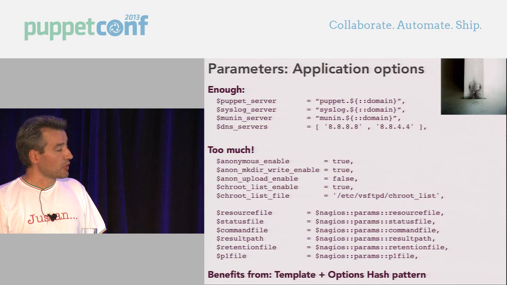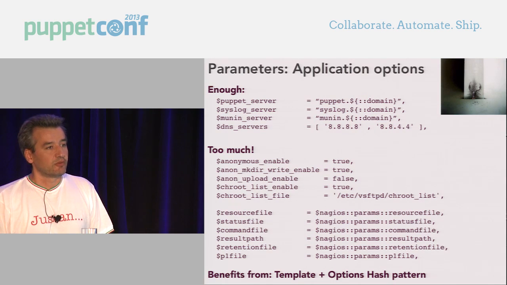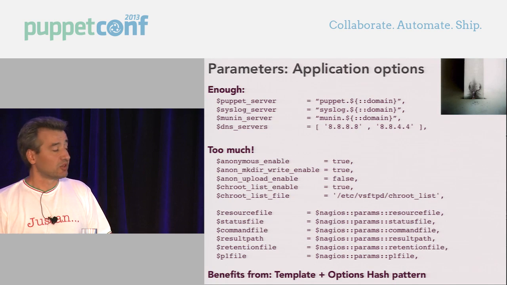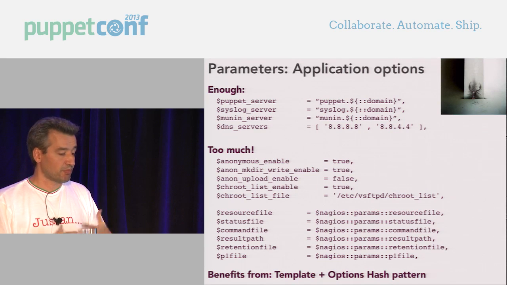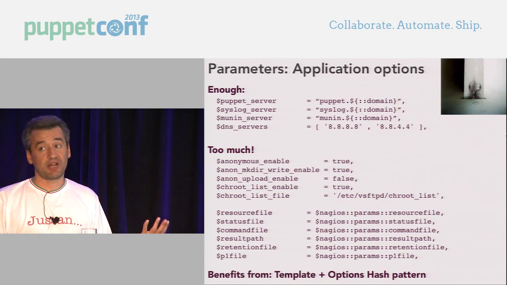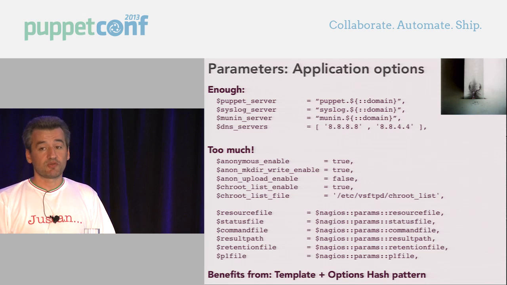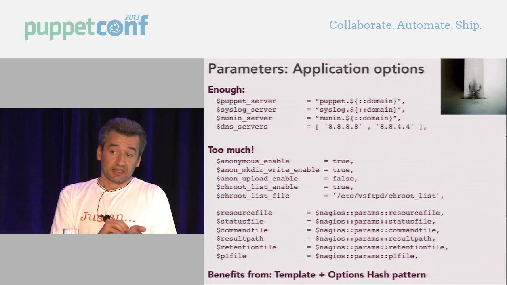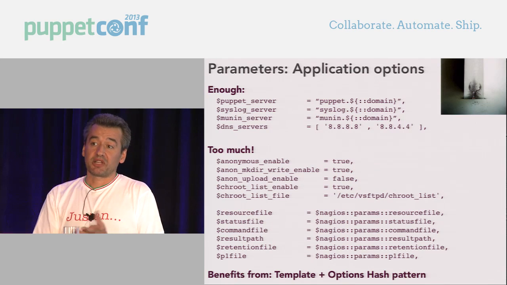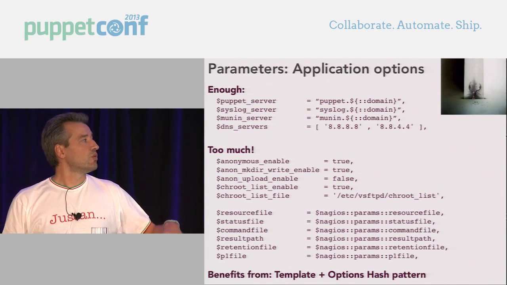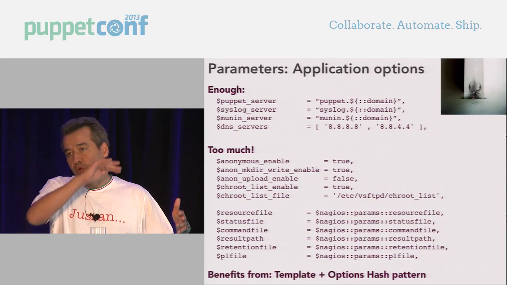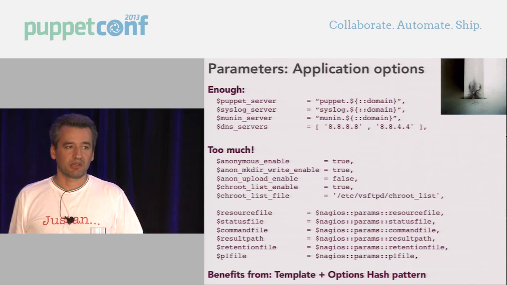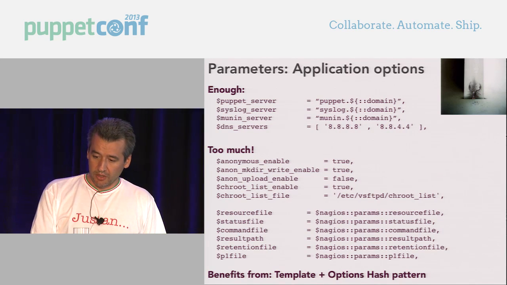So in order to cope with these kinds of problems, we'll talk about an approach based on templates and options hash, which can be useful to leave total freedom to the user to define as data the specific parameters of the application, without having a module full of parameters that manage all of them.